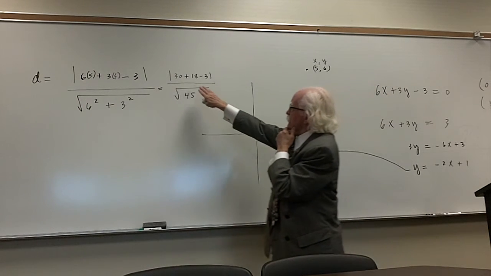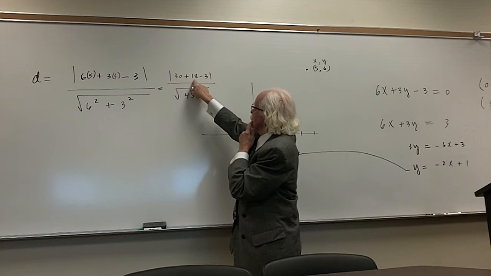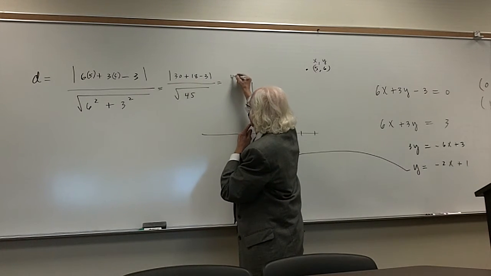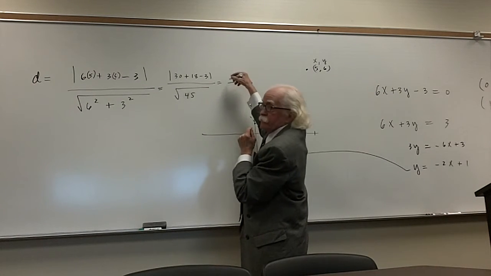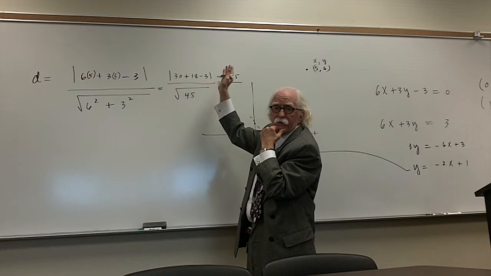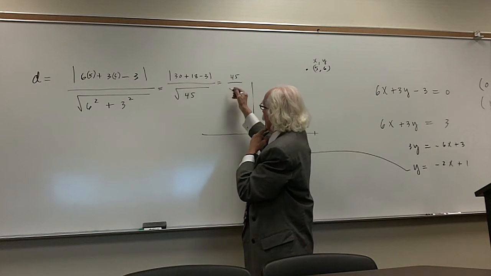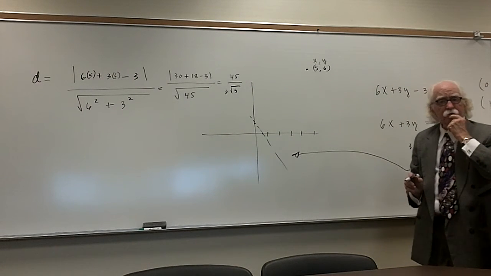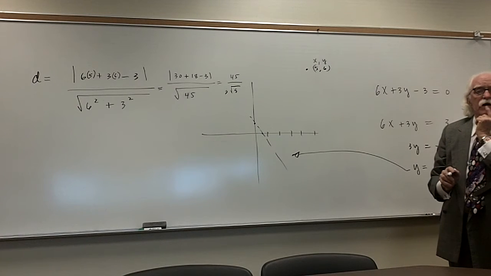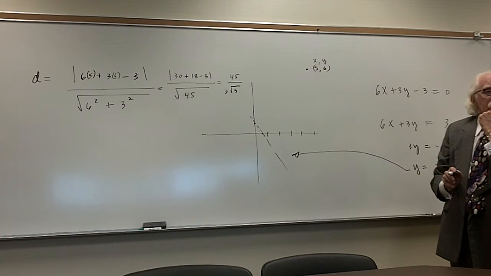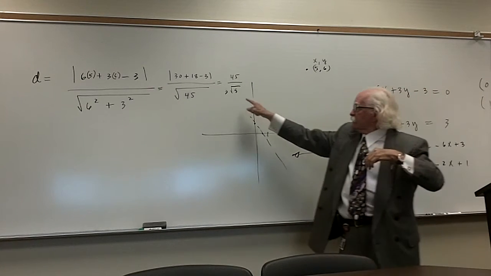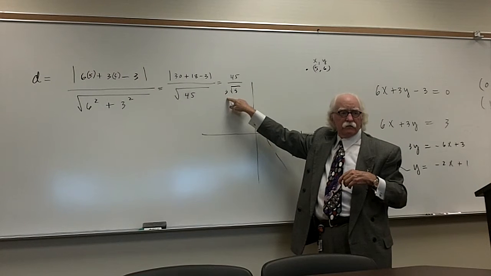How much is this top one? 45. The top one is 45. And notice I just released the absolute value signs because it's already positive. Now this can be written as what? Does everybody see I could write the square root of 45 as 3 times the square root of 5? Because what's 45? 5 times 9 is 45, right? What's the square root of 9? 3. So I bring the 3 outside. Everybody still with me?